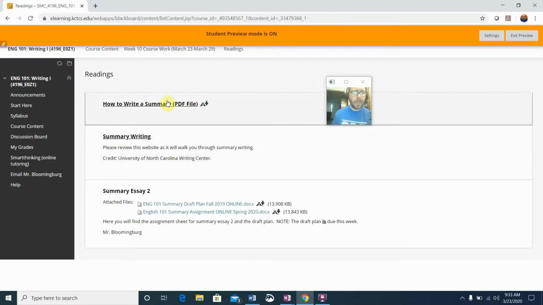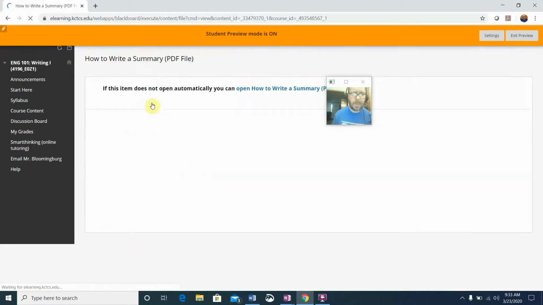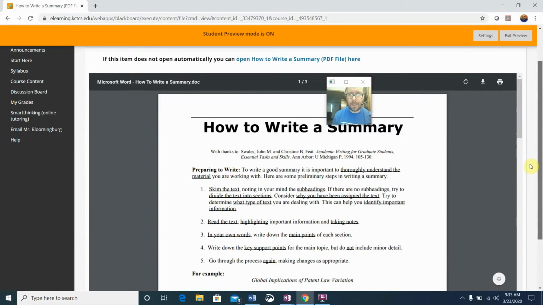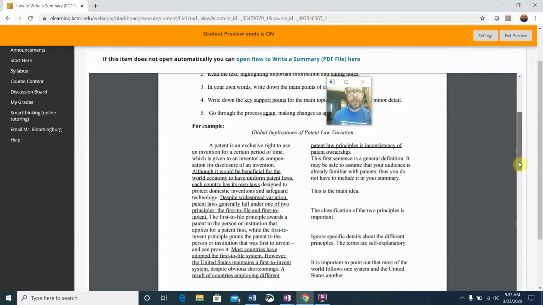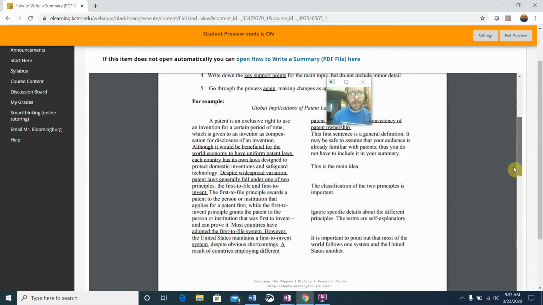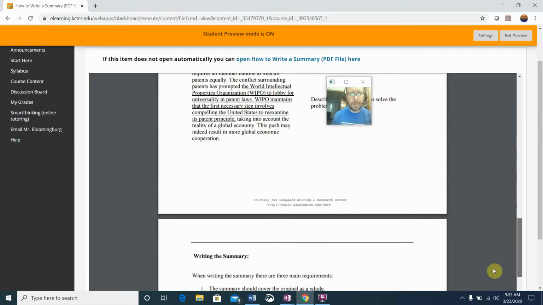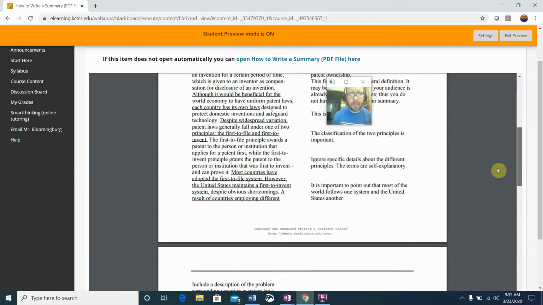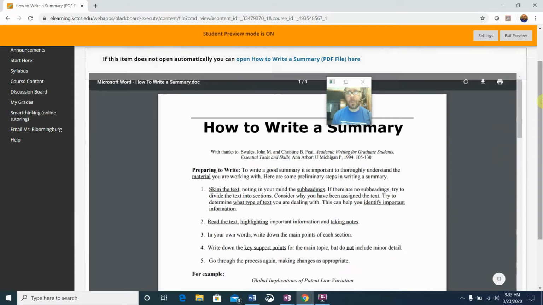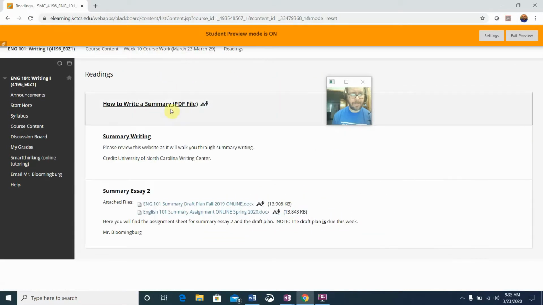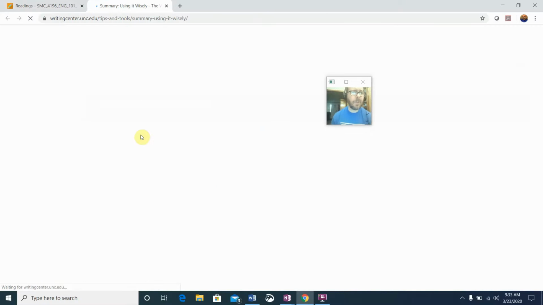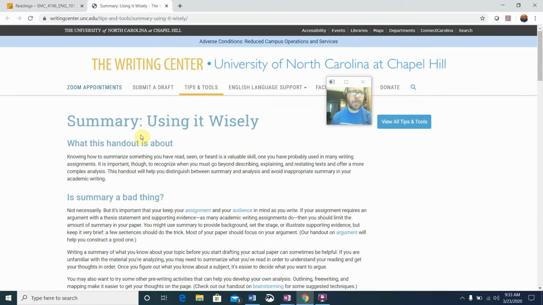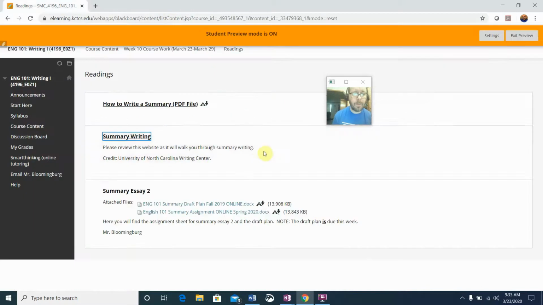Now, reading-wise, I've presented you again, and this isn't new information, with a handout on how to write a summary. It is a PDF, so you can open that up and take a look. I really like this because it gives you not only the information on how to prepare to write it, but it gives you a sample passage, and it shows how you can work through a summary, and how the writer has actually done that. It's a handout from the University of North Carolina at Chapel Hill Writing Center that gives you information about summary writing. I think you'll find that helpful.